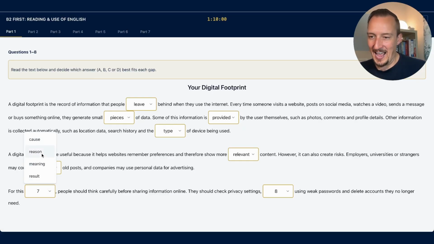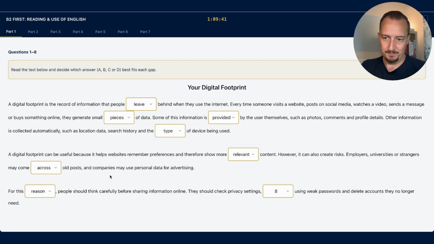Yes, it's there. Excellent. Now, this one is a set phrase when you say for this reason. Let's just check the other options though. For this cause, no. For this meaning, and for this result, no. So these don't work. They all have a very similar meaning, but because we're looking for the set phrase, for this reason is the correct answer. So reason is true.